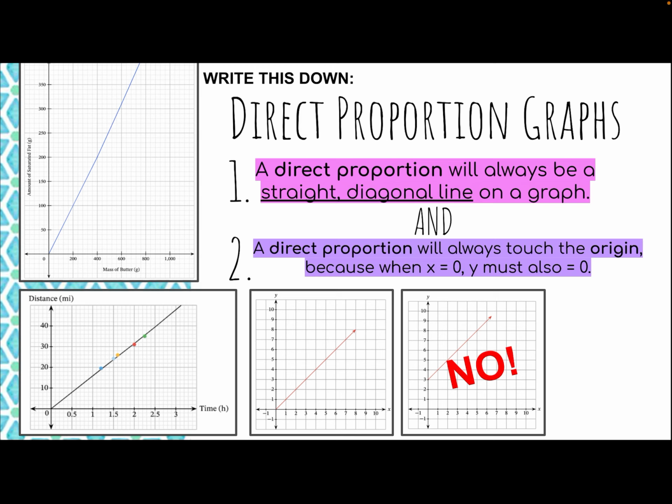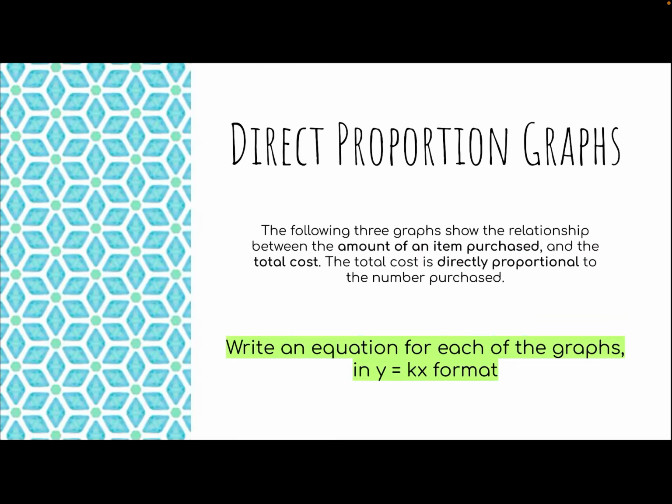The next graph that we see to the right of that is a straight red line, right? A straight diagonal line through the origin. The last graph that has the big word no on it, although it is a straight diagonal line, that diagonal line does not go through the origin, and therefore it is not an example of a direct proportion.